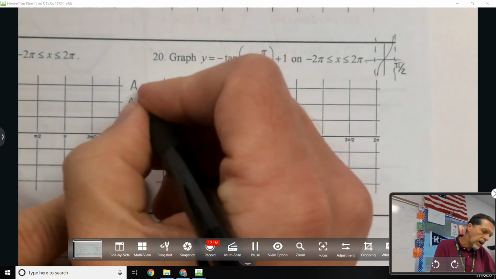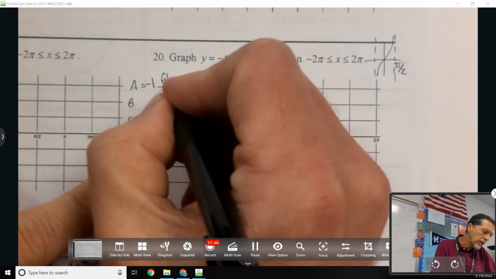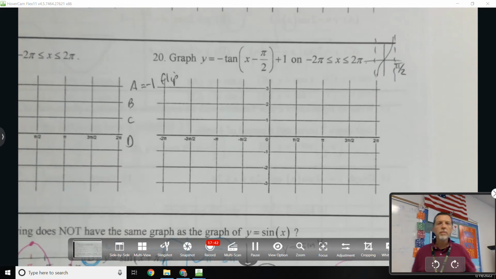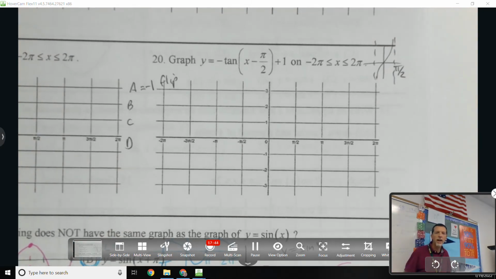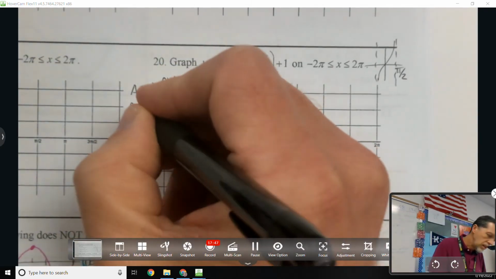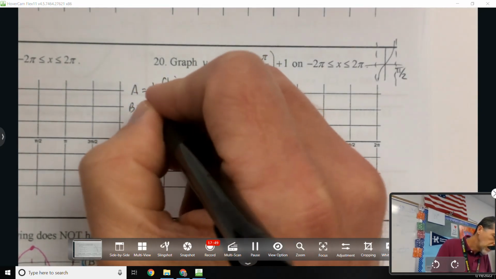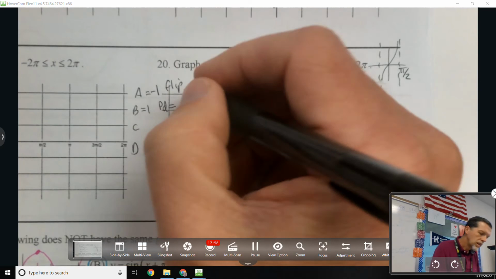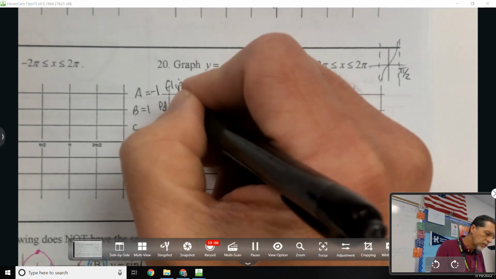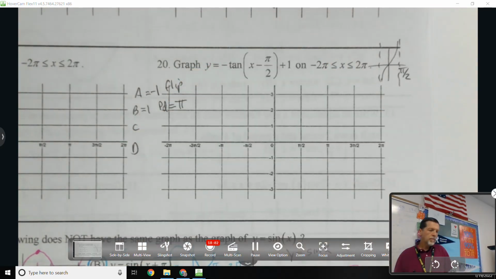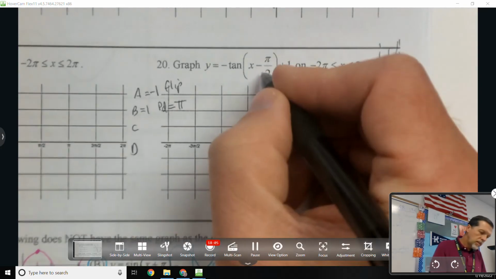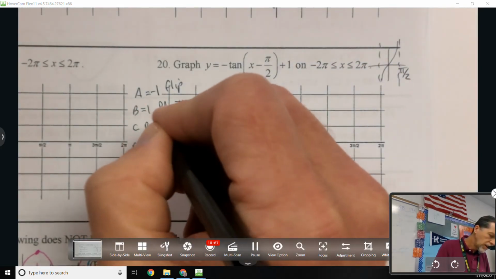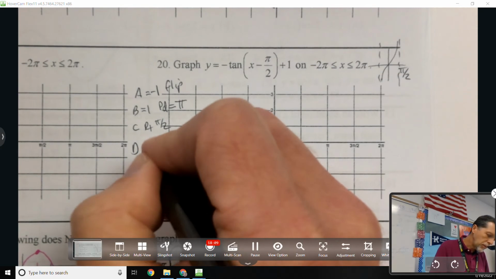Let's see, ooh, A is -1, so we got to flip on this. I don't know that we flipped a tangent before, but we can do that. B is 1. What does that mean the period for this graph is? Pi. Because it's normal period divided by B, so pi divided by 1 is just pi. C is right pi over 2, and then plus 1 is up 1.